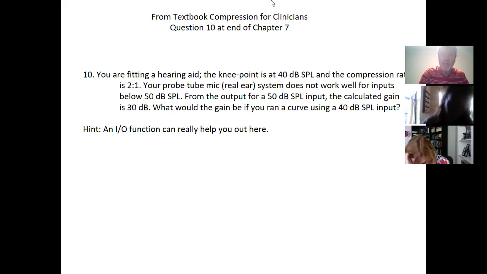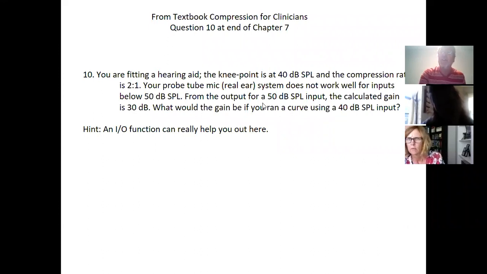Anyway, your probe tube mic, real ear system, doesn't work well for inputs below 50. Well, that's true in many cases. What is ambient room noise? Ambient room noise is about 40 dB SPL, around 35 to 40, if you're just sitting quietly in your room. So really, you're not measuring what the hearing aid's doing for really soft inputs. But at any rate, your probe tube real ear system doesn't work well for inputs below 50.